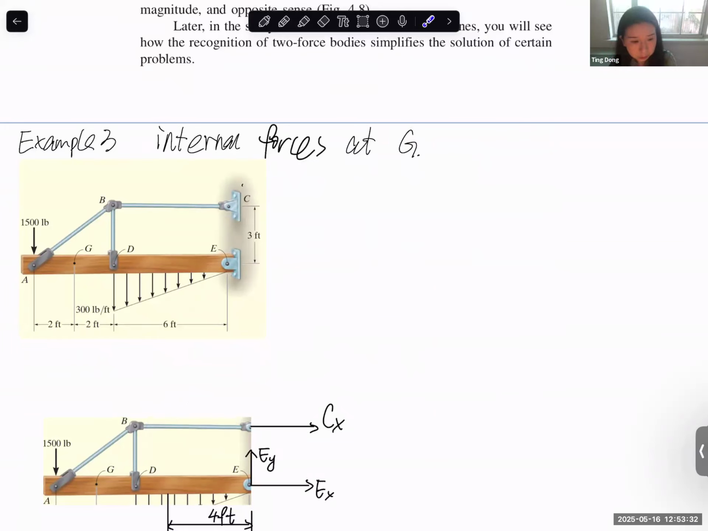Is E not a pin joint? E is a pin joint. C is a pin joint. Is BD also a 2 force member as well? 2 force member, 2 force member, 2 force member. Okay, that's what I thought. Thank you. You're welcome. This one is not a 2 force member. That's why we need to have Cx, Cy, but Ex, Ey.